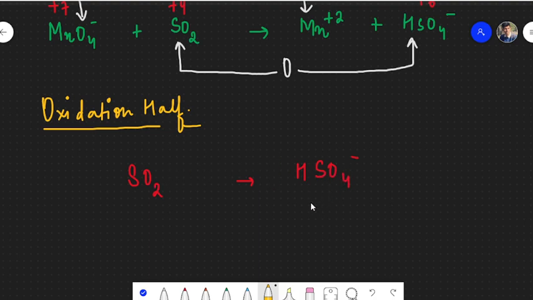Now the second thing is that we have to balance oxygen on both sides. In this case we have 2 oxygen, and on the product side we have 4 oxygen. So there are 2 oxygen less. So to balance oxygen we will add water molecules. For balancing 2 oxygen we are going to add 2 water molecules. And by the way, I am doing this reaction in acidic medium.